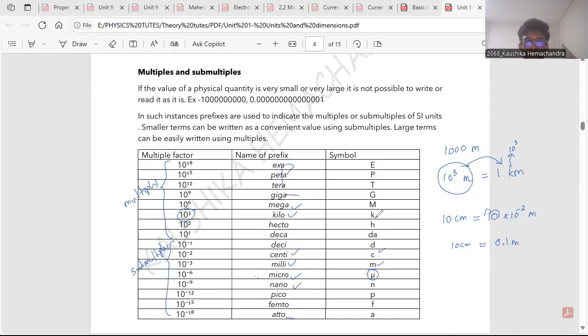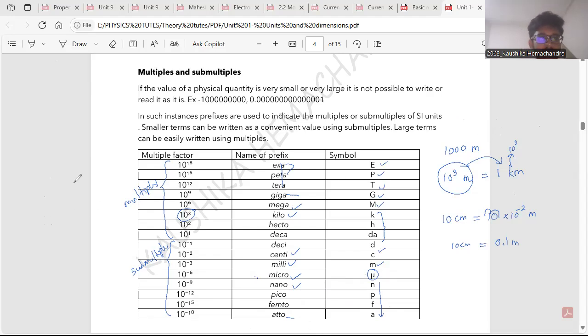Up until kilo, it's simple, kilo K, but mega, giga, tera, peta, exa are capital letters, right? Then others you can see nano N, pico P, femto F, that is 10 to the power minus 15 for femto, and atto is 10 to the power minus 18. Atto is used to measure the mass of an atom. And attogram කියලා කියන්නේ 10 to the power minus 18 grams, right? Not 10 to the power minus 18 kilograms.